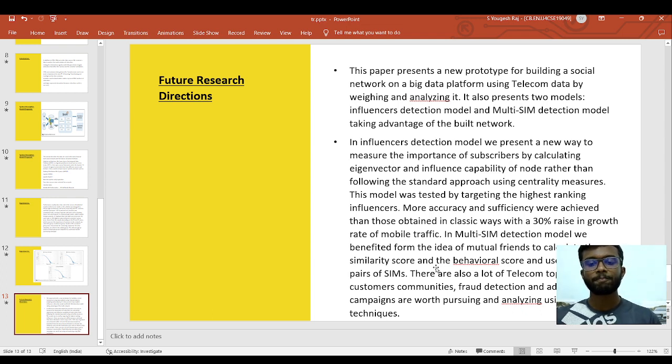In the multi-SIM detection model, we can also benefit from the idea of mutual friends to calculate the similarity score and the behavioral score, and use them to make a pair and find the SIMs, what kind of carrier they are using. There are also a lot of telecom topics such as customer communities, fraud detection, and advertising campaigns that are worth using SNA techniques for.